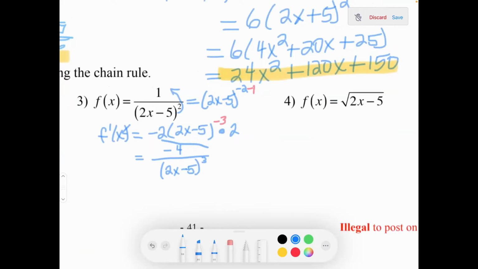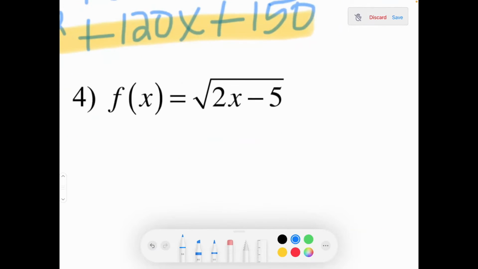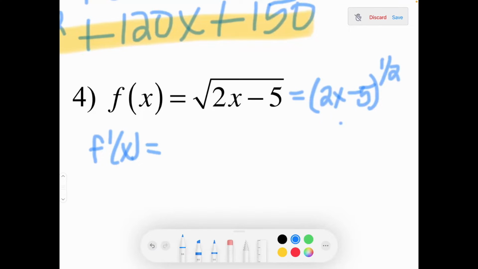All right, number 4. I'm pretty sure number 4 is the same problem that we looked at earlier, where we said there's just no way that we could multiply that out. But with the chain rule, we can find that derivative. So we have something raised to the 1/2 power. The derivative of that something, the slope of the tangent line, is equal to 1/2 times that something raised to the, we're going to subtract 1, 1/2 minus 1 is negative 1/2.